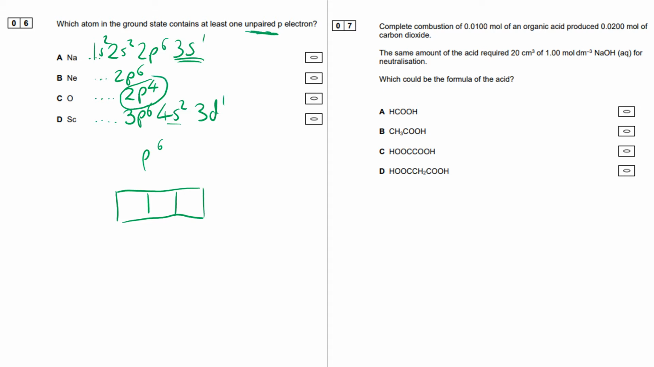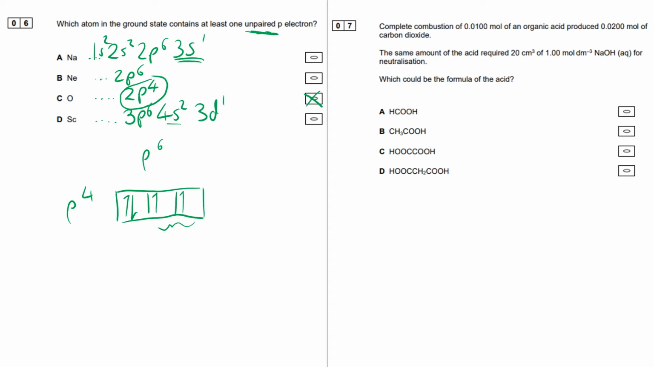Why is there an unpaired p electron? Well, when electrons are filling the p orbitals, they will be unpaired before they are paired up. So oxygen has 2 unpaired p electrons, as we can see here. Answer C is correct.